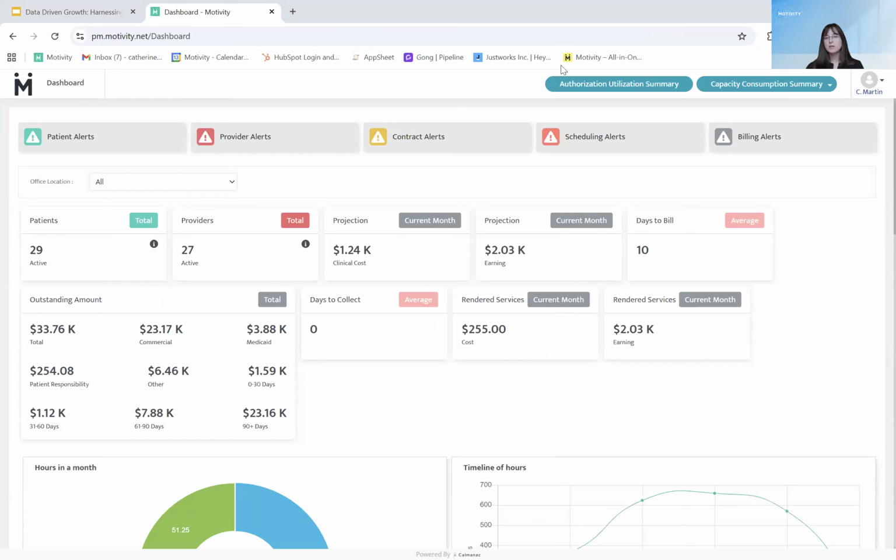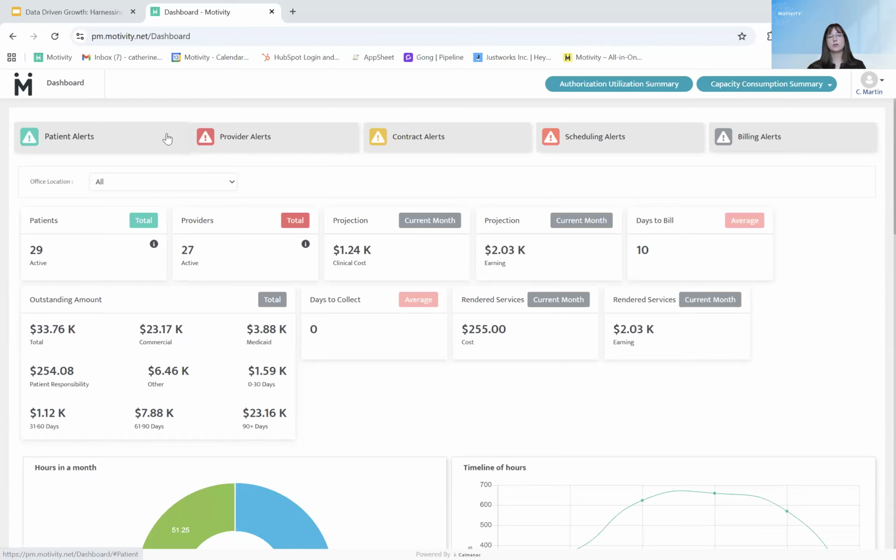Starting at the very top, the first two things we see here are the utilization of our authorizations across patients, and a capacity consumption summary, which shows a breakdown of staff hours: the total hours they're scheduled for a week, as well as a breakdown of the services they're being scheduled for. We'll walk through that in a little bit.